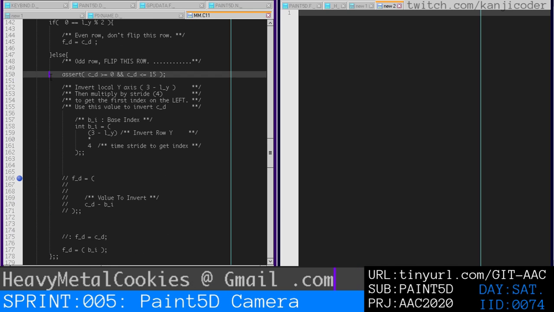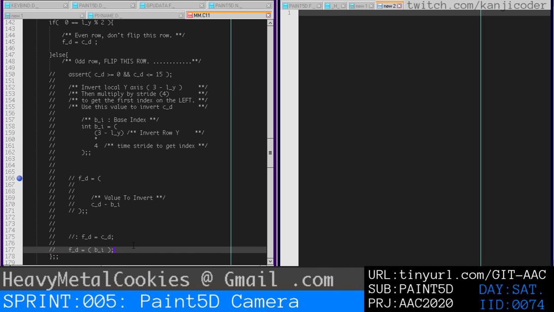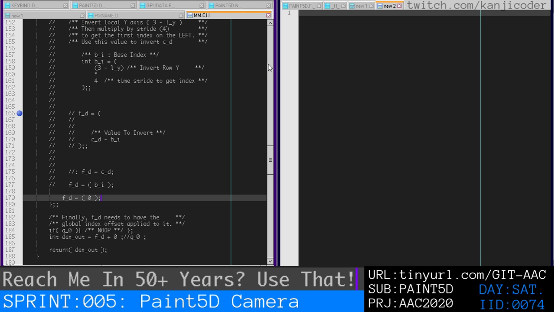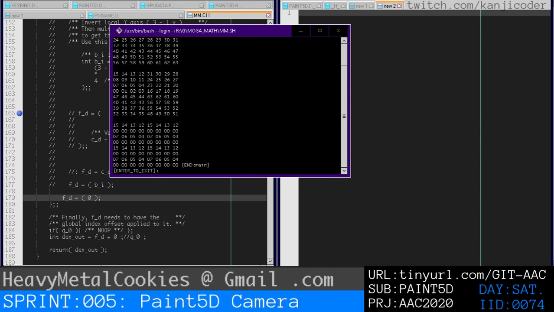So we're just going to say if this is 0, if this is the thing that needs to be inverted, we're just going to say FD equals 0, and we're going to see if our modulus might be wrong. So we got zeros, zeros. Okay, so we got these zeros, 15, 14, 13, 12, 4, 5, 6, 7.